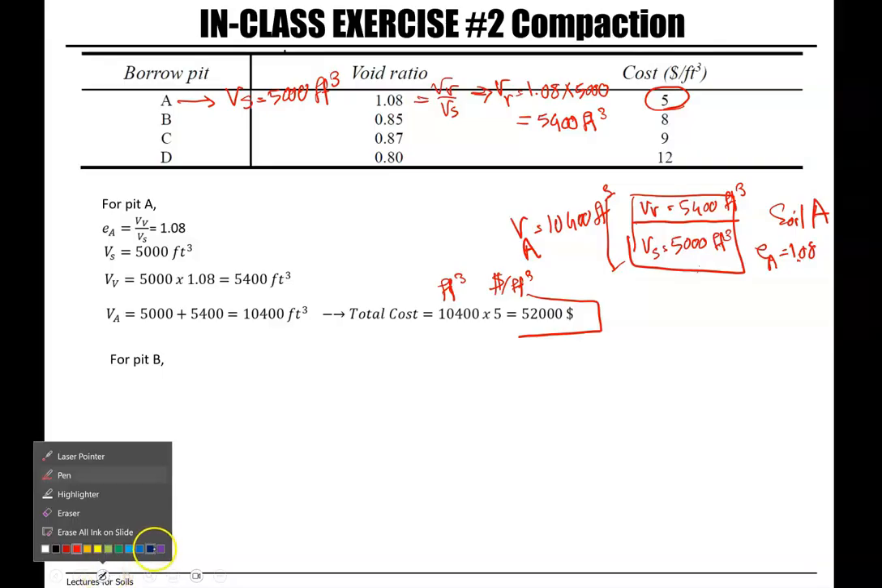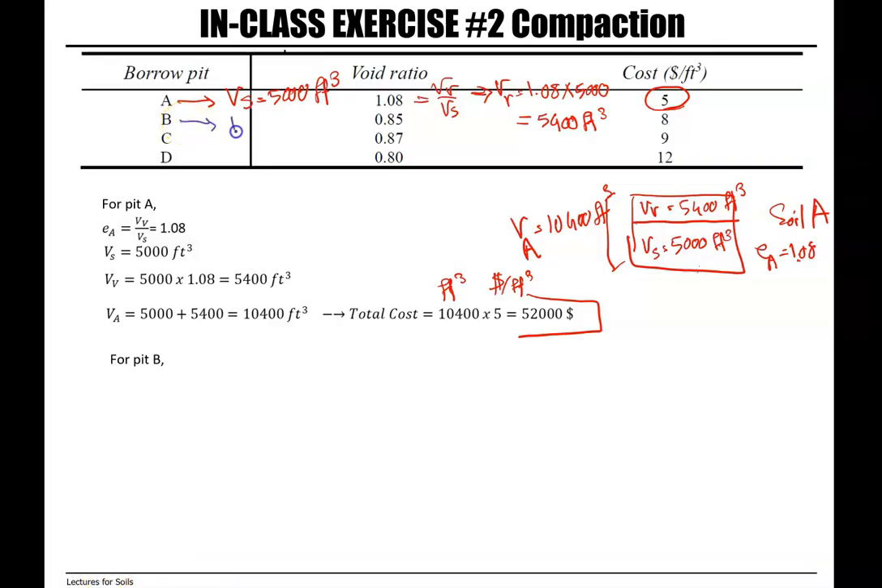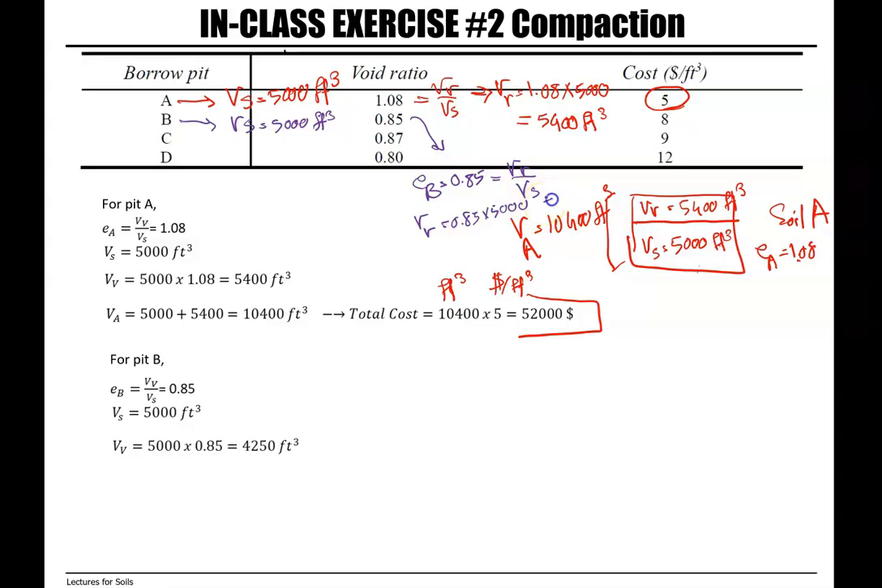Now we're going to do the same thing for pit B. Again, we need to have 5,000 cubic feet of solids from B. For B, the void ratio is 0.85, which is equal to volume of void to volume of solid. So volume of void for pit B is 0.85 times 5,000, which gives us 4,250 cubic feet.